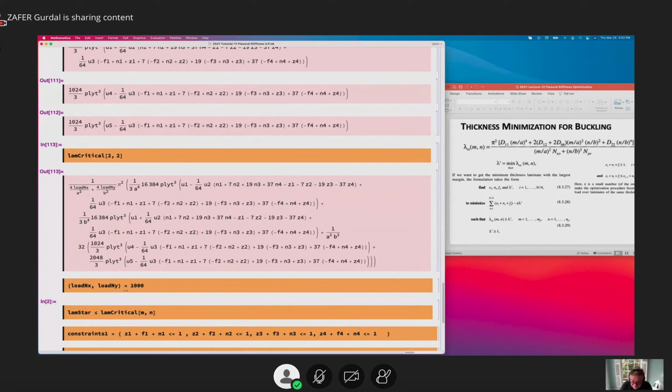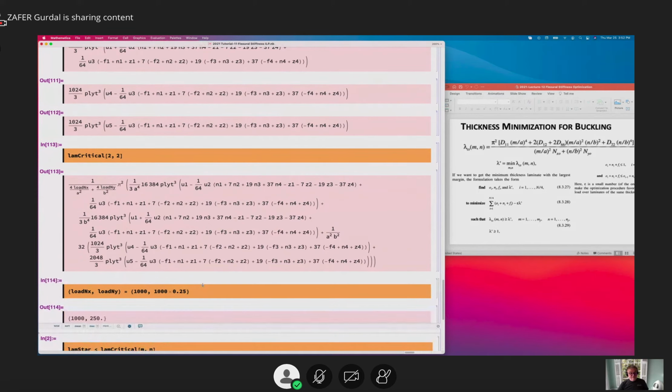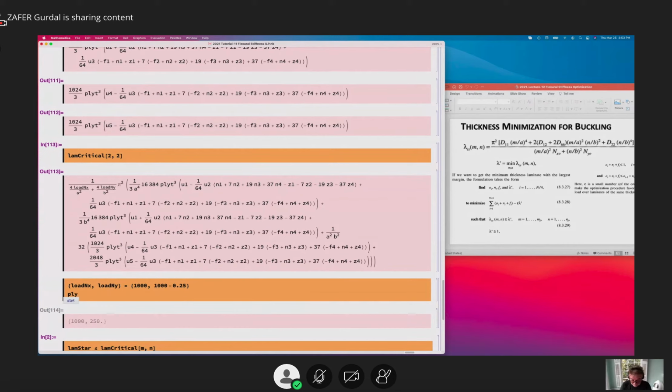But I will make this 1,000 times 25% of the axial load to be the transverse load. So these are defined, and then I have to define the ply thickness.